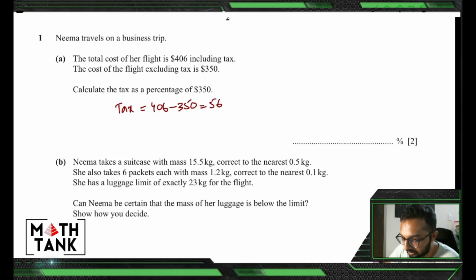So if I want to make the tax a percentage of 350, you keep the tax in the numerator, 350 in the denominator, and multiply it by 100. So 56 divided by 350 multiplied by 100. Okay, that's 16%.